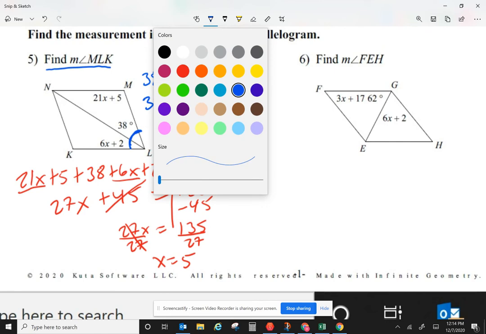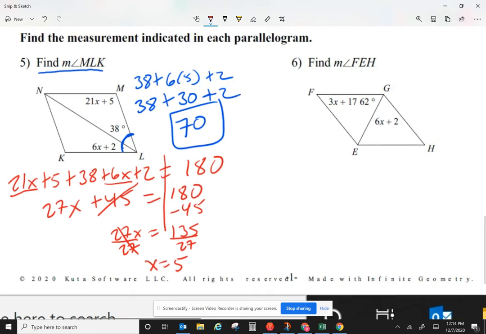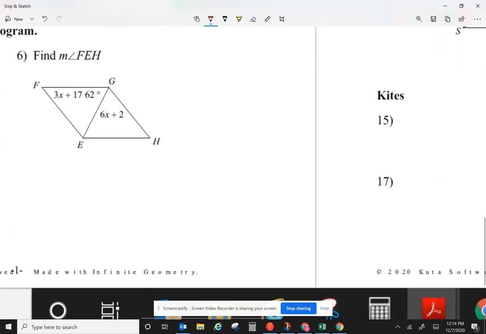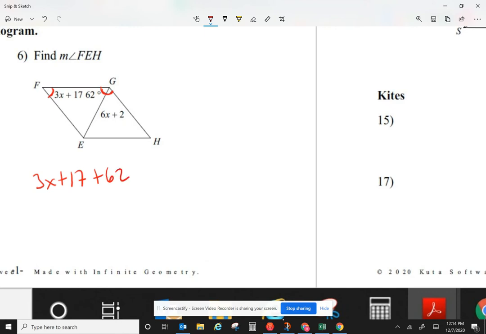All right, let's take a look at another example. Let's take a look at question number 6. This angle F with the entire angle G, I'm just going to add everything. 3x plus 17 plus 62 plus 6x plus 2, it is going to equal 180.